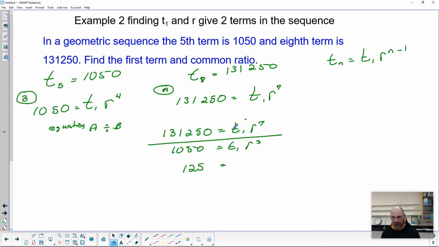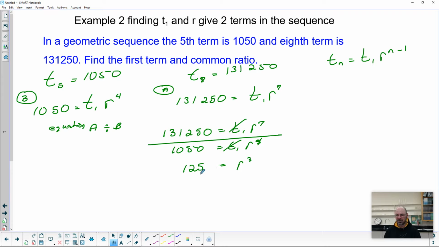Now T1 divided by T1, they cancel. R to the 7th divided by R to the 4th, not 3rd. Right, that's 4 there. That's 7 R's on top and 4 R's on the bottom, so there'd be 3 R's left if we canceled 1 R at a time. So that's R to the 3rd. Exponent rules, 7 minus 4.